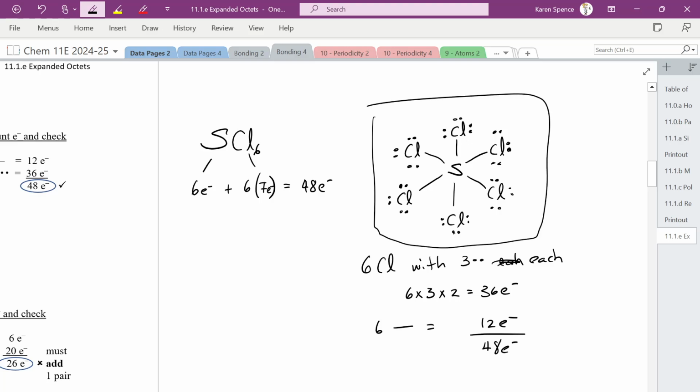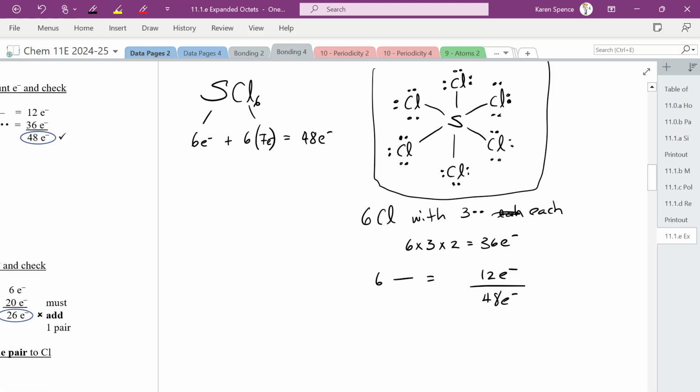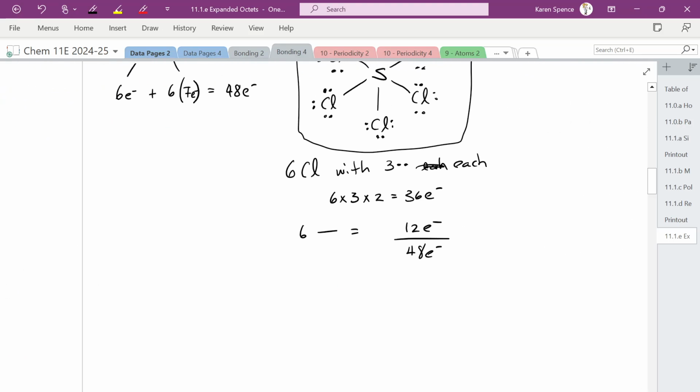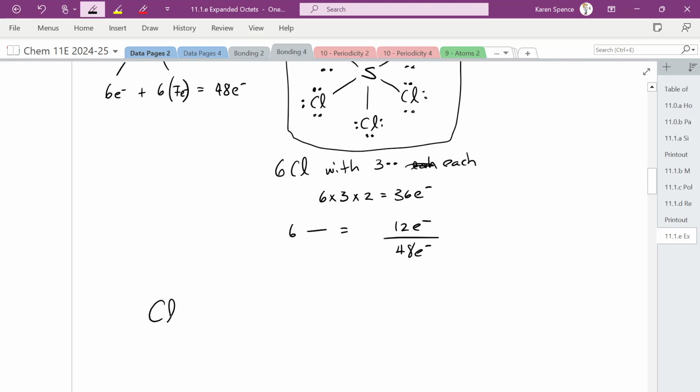Wasn't that nice? So honestly, these are not actually much harder. You just have to remember that they can do that if they need to. Let us try ClF3. Why don't you guys try that one?